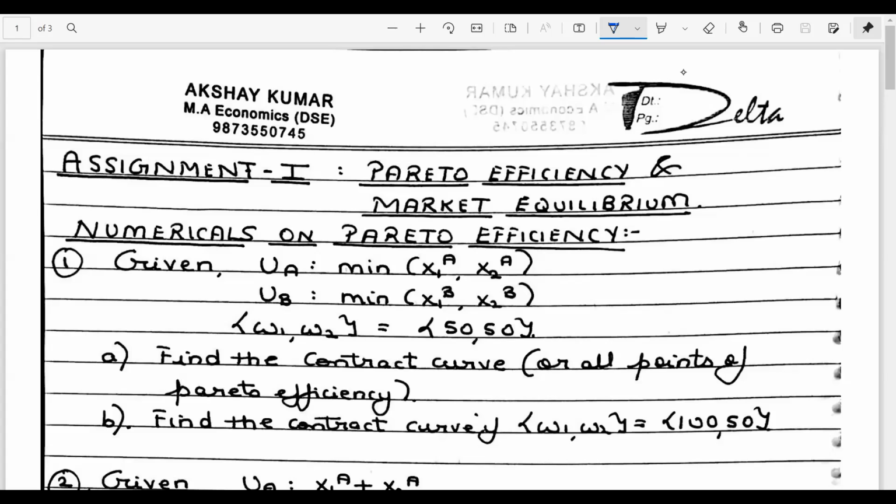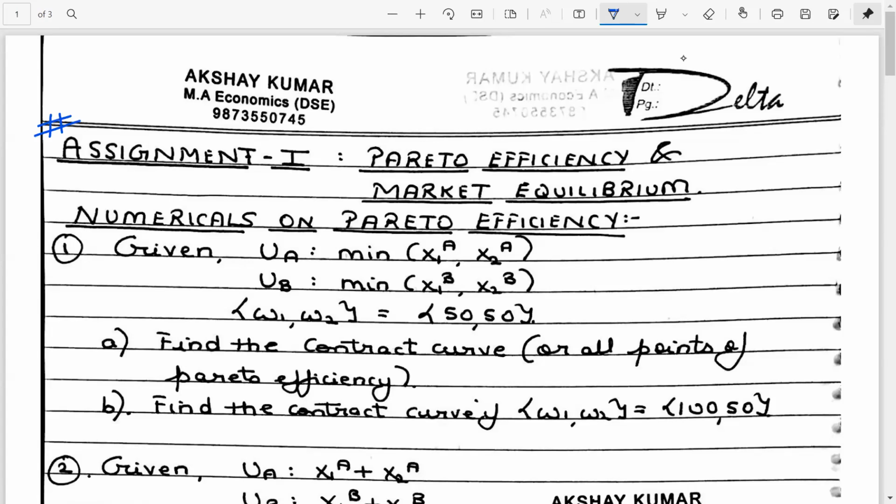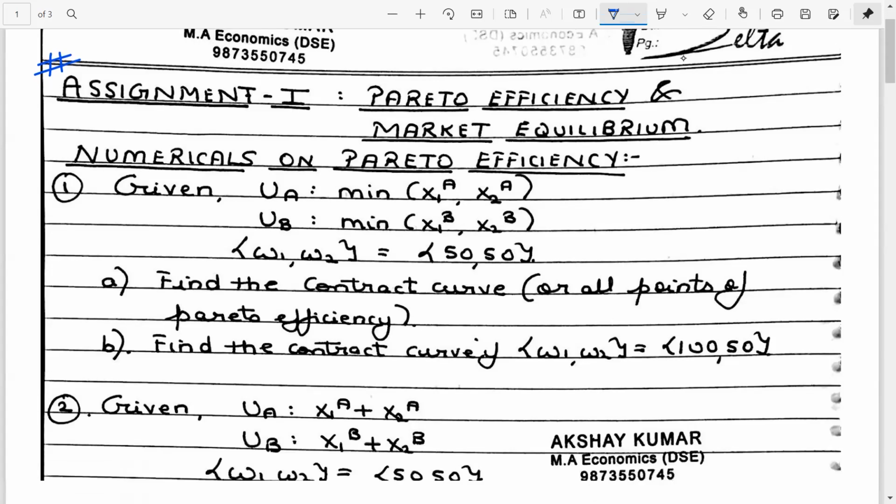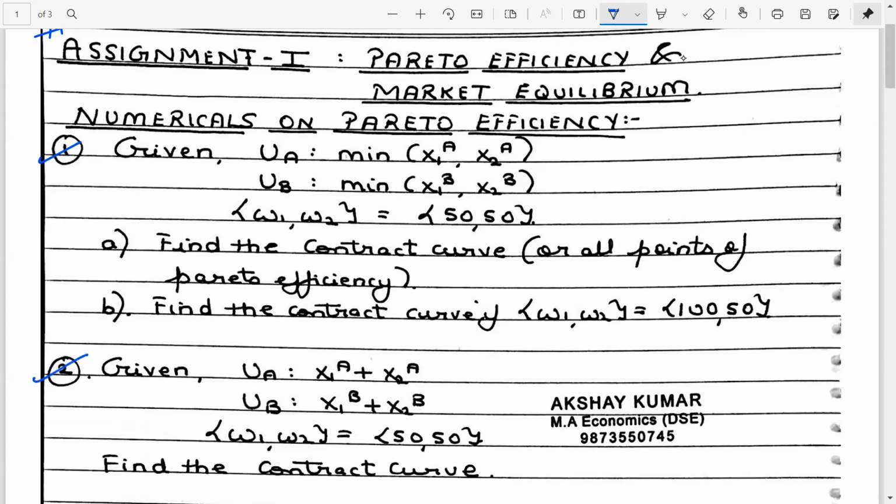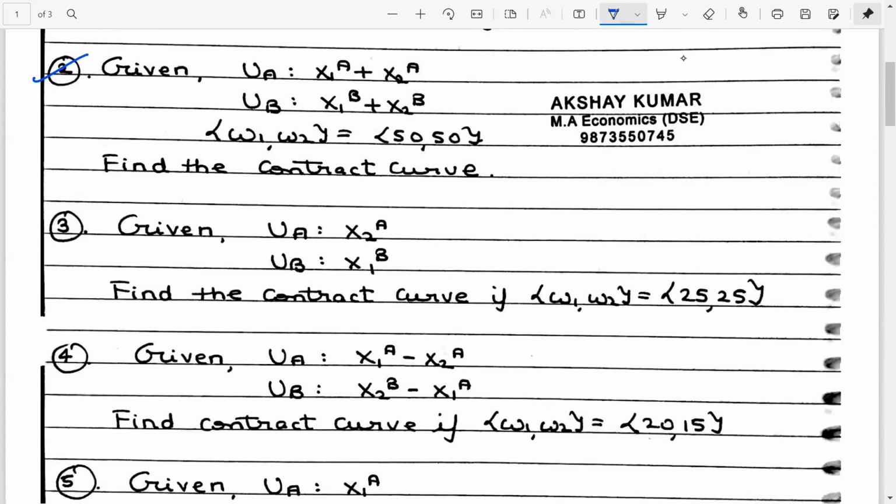Okay, I hope I'm audible to all students who are attending this lecture of Intermediate Microeconomics Part 2. We continue with our discussion of assignment 1 for Pareto efficiency and market equilibrium. All students can recall that in the previous lecture of this assignment, I had solved questions 1 and 2 for practice based on the concept of finding the contract curve. Now in this particular lecture, we intend to start our discussion from question 3 onwards.